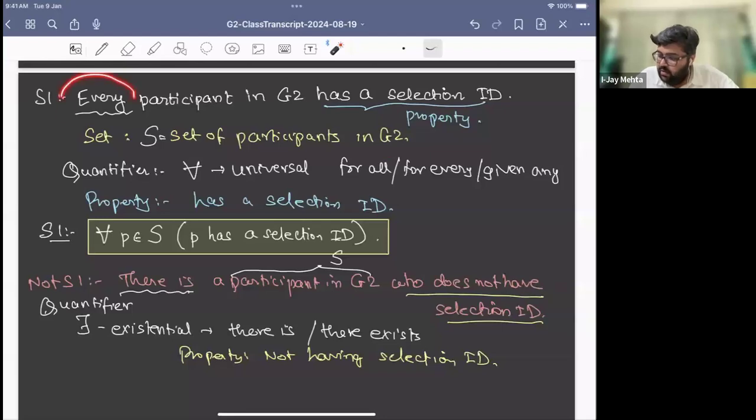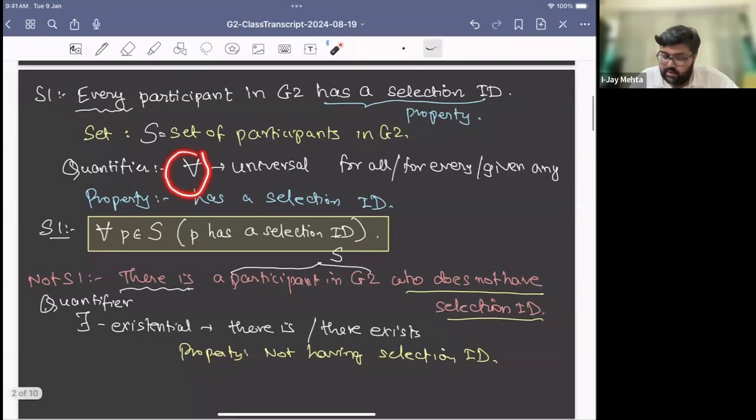And then we determine the quantifier, right? Are we speaking about all the members of G2 or some members of G2? Here we are speaking about all members of G2. So the quantifier which we use is called the universal quantifier. We denote it like this, and we say for all participants in G2, or for every participant in G2, or given any participant in G2. This is the universal quantifier. If we speak about some members of the set, then we say existential quantifier. It is denoted by this, and we say there exists, or there is at least one. In English, we have many ways of saying it. In mathematical notation, we write like this.